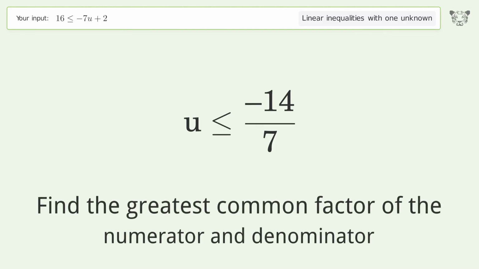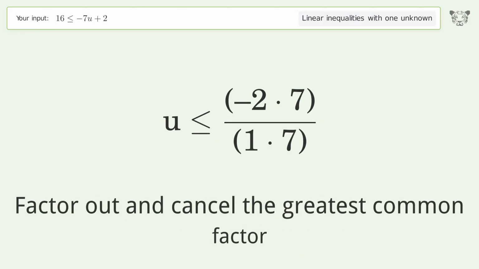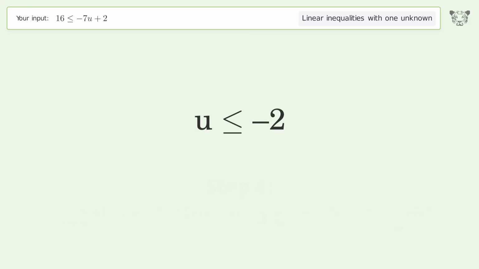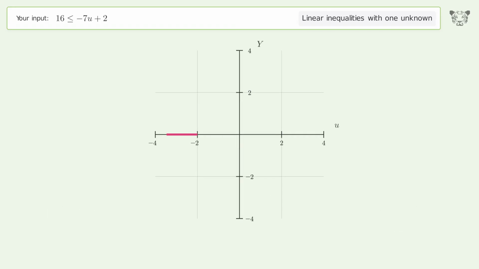Find the greatest common factor of the numerator and denominator. Factor out and cancel the greatest common factor. Plot the solution on a coordinate grid. And so the final result is u equal or smaller than -2.